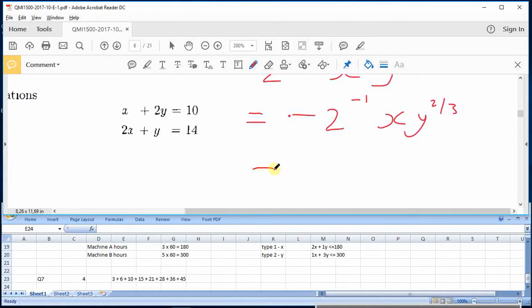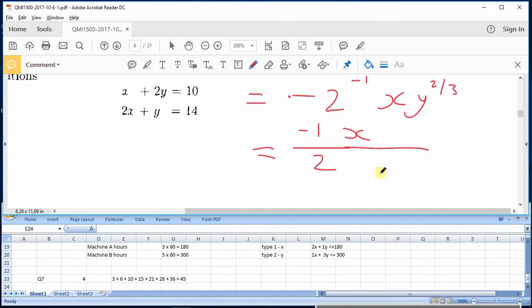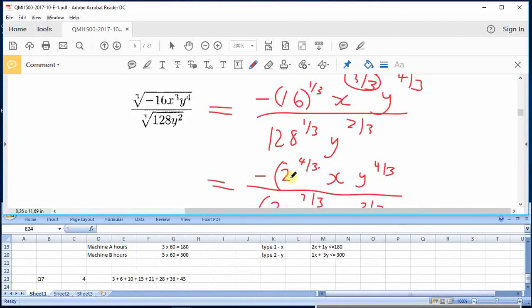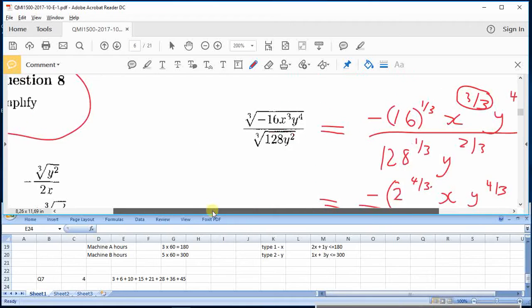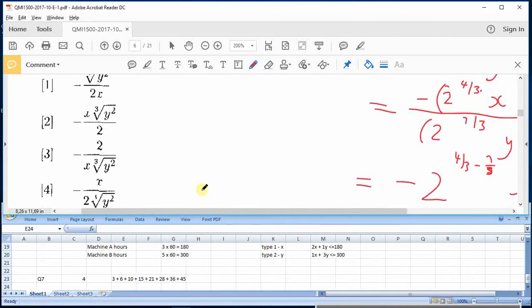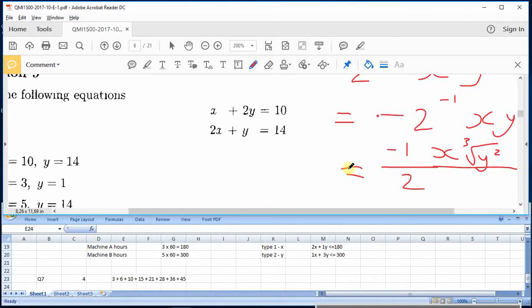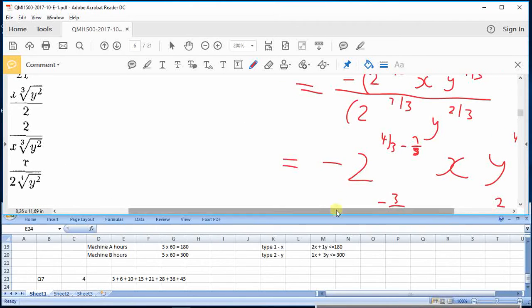If I rewrite that better, it's going to be 1 over 2, then x will be here, and then this is y to the 2 over 3, so that'll be the cube root of y squared, possibly. Okay, if there's an option for that. Yes, it's option 3. Minus x over 2, yes. Fine.